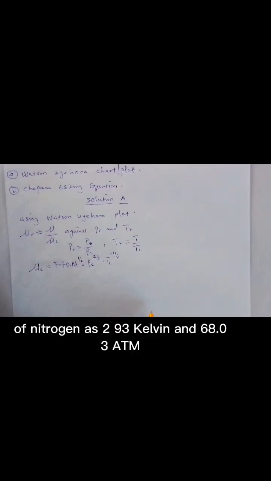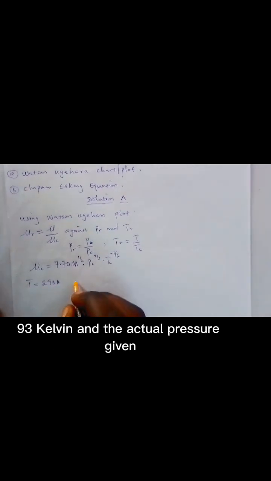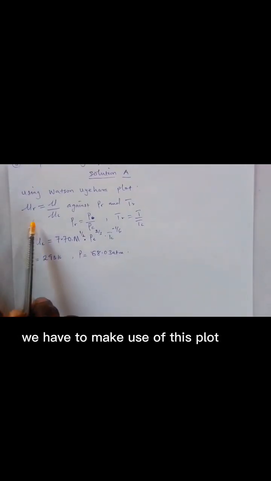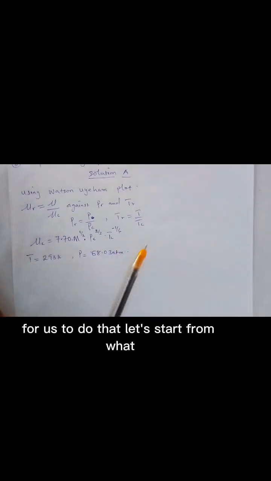So, relating to the question, we stated that we should estimate the viscosity of nitrogen at 293 Kelvin and 68.03 atm. In this case, the given temperature, or you can also call it the actual temperature, is 293 Kelvin, and the actual pressure given is 68.03 atm. For us to estimate this viscosity, we have to make use of this plot, and before that we have to determine the reduced pressure and reduced temperature, and also the critical viscosity and reduced viscosity. For us to do that, let's start from getting the critical properties from the table: gas, critical pressure, critical temperature.